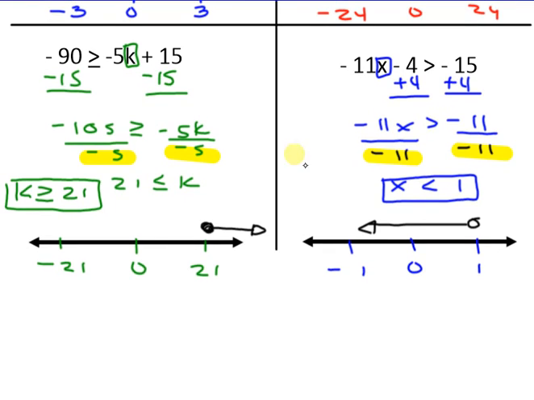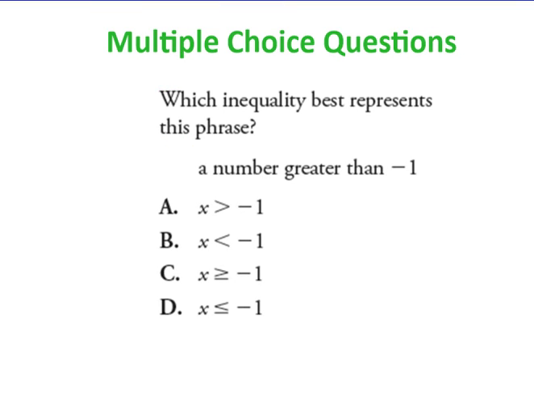For the next one on the bottom, k is greater than or equal to 21, closed circle over the 21, arrow going to the right. And then for the last one, x is less than 1, open circle over the 1, arrow going to the left. All right, I know that was a lot, but I have a couple more things left for you. I have some practice EOG questions, what inequality questions will look like on the EOG that I want to quickly go over with you.